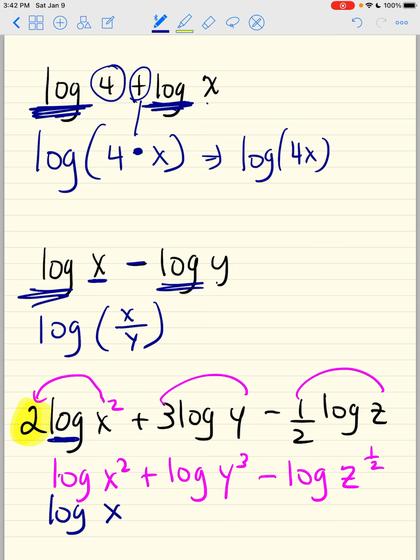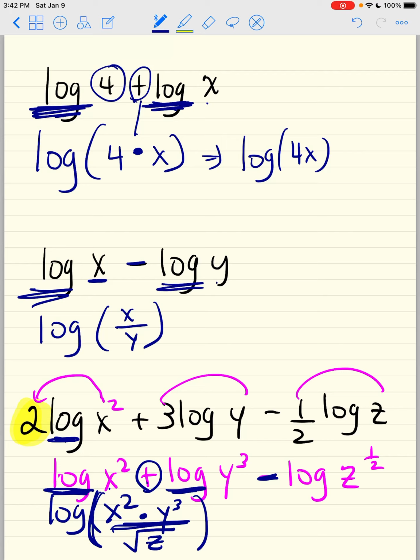Factor out the log. It becomes x squared, plus becomes times. You have y to the third. Minus, everyone, is division. Z to the 1/2. I need everyone to remember that an exponent of 1/2 is a square root. So that's how you go from a lot of logs to just one log.